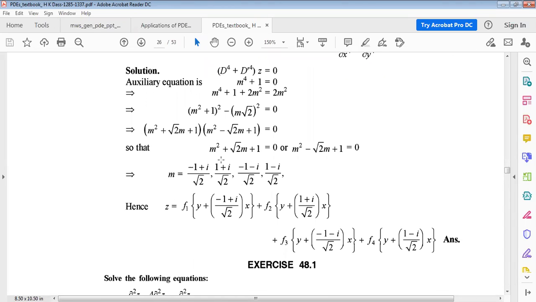So the solution can be written as f1(y + m1x) + f2(y + m2x) + f3(y + m3x) + f4(y + m4x). This is the solution.